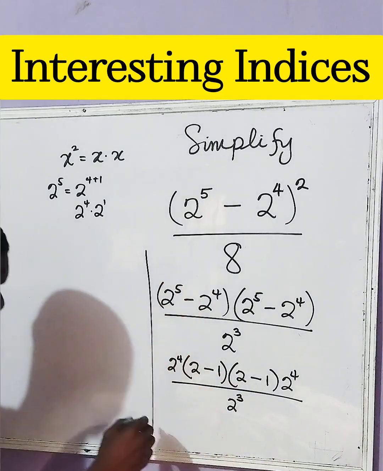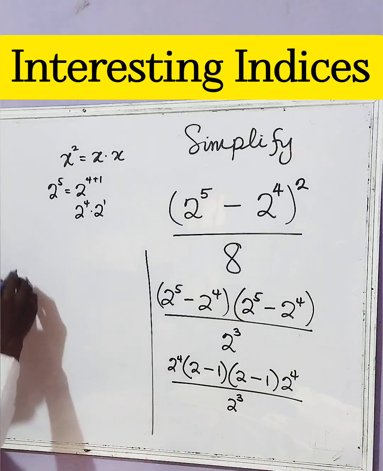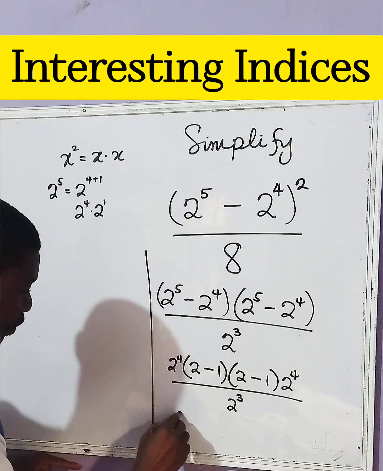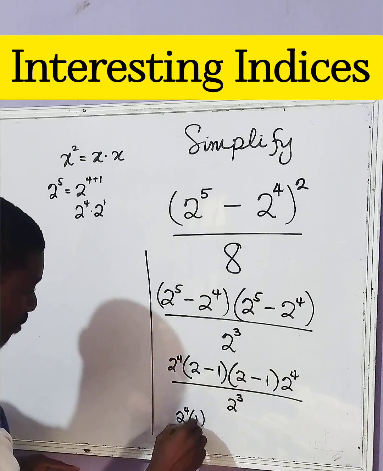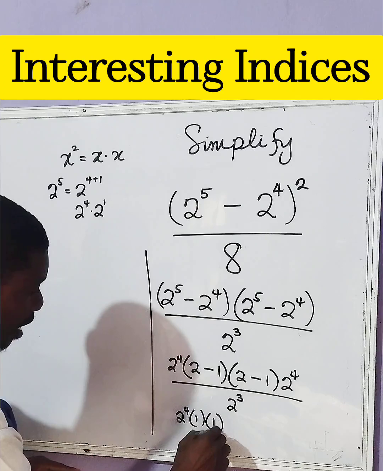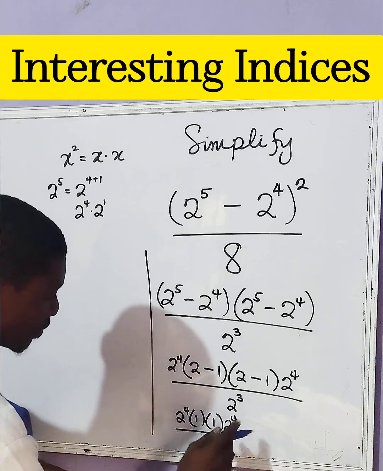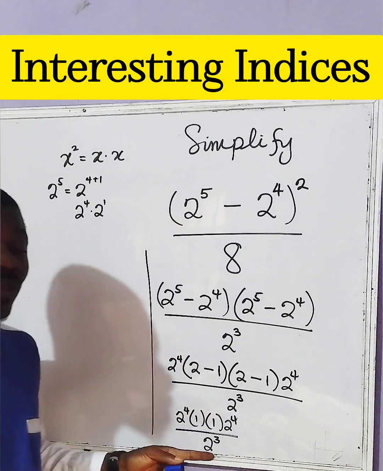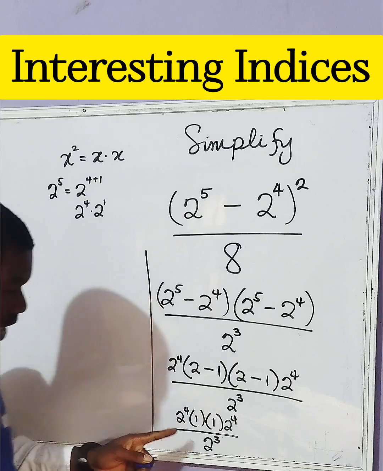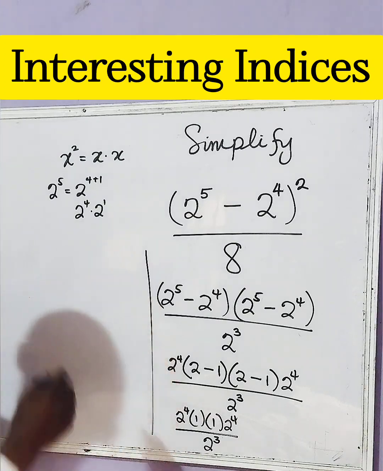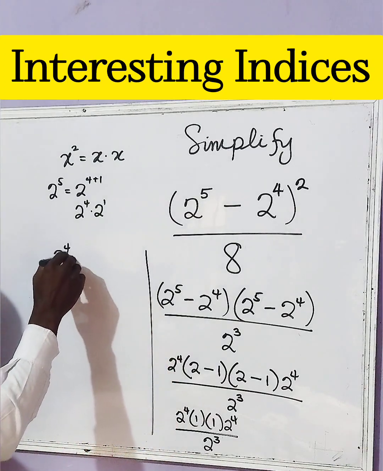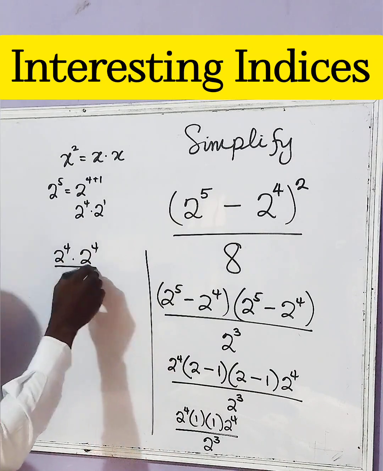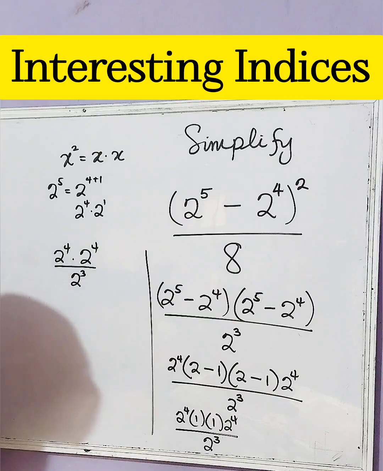So to that end, we can now agree here that this is 2 raised to 4 times 1, then into 1 times 2 raised to 4, all over 2 raised to what? 3. And 2 take away 1 is 1, 1 times 1 is 1. Now here we have 2 raised to 4 times 2 raised to 4, then all over 2 raised to 3.